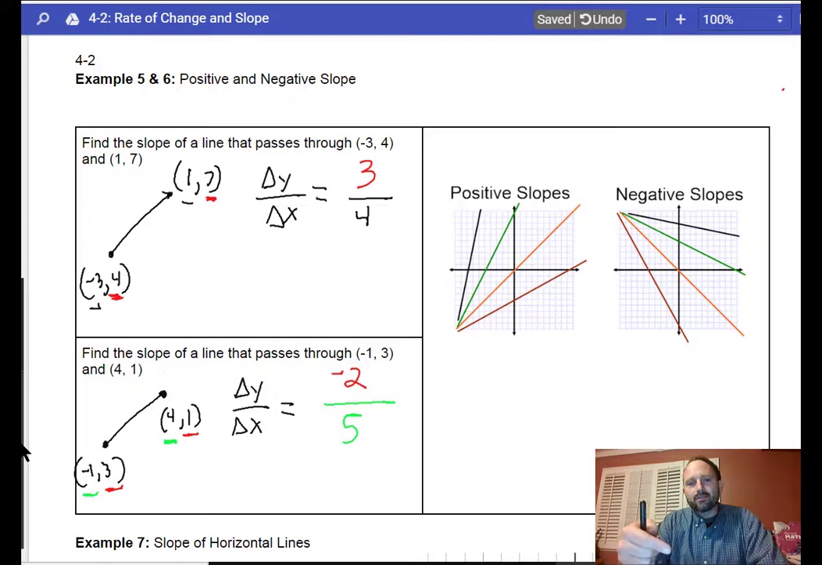All right, guys. So positive slopes look a certain way, negative slopes look a different way. Just understand that positive slopes or negative slopes, they're going to look a certain way, but hey, we will talk about that in class. See you guys. We're going to go on to the next example.